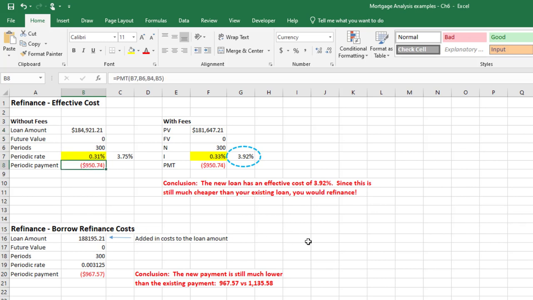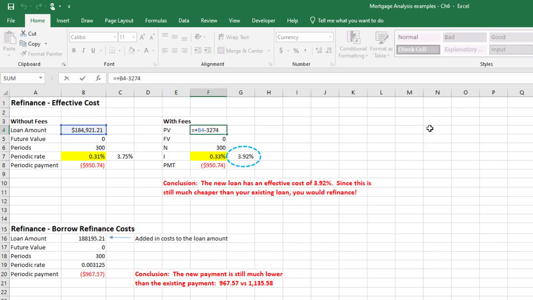We're refinancing it, and we're getting this all for a payment of $950.74. Now, the way that the effective cost works is that we're going to get the loan proceeds, but we're also paying a fee, and that's what's going on with this formula here. We get the money from the bank of $184,900, but we're paying the bank $3,274. So in effect, we're only getting $181,647.